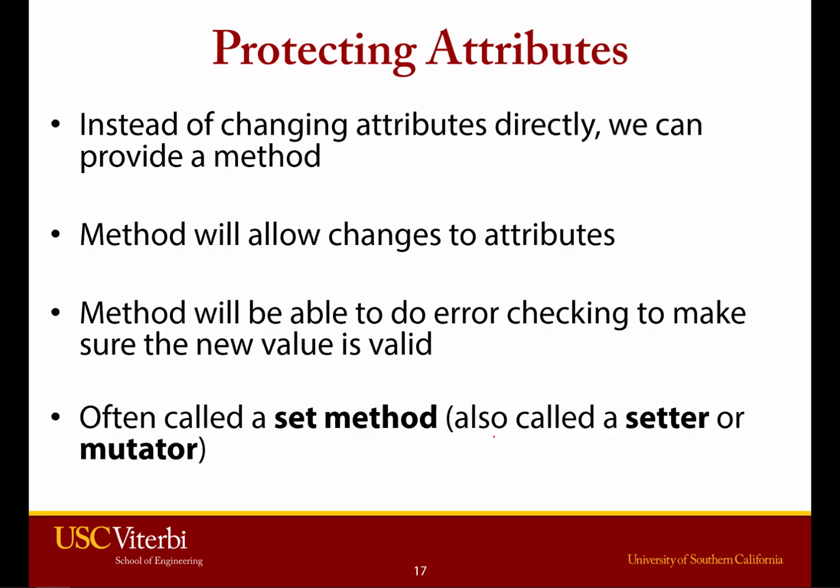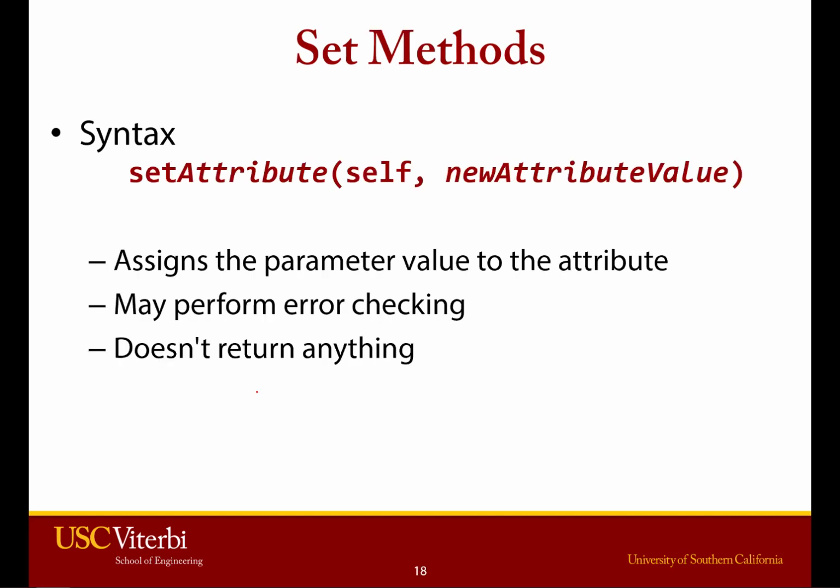This is something we call a set method, or a setter. The set method is pretty straightforward. It's often going to be set followed by whatever your attribute is, name, age, whatever. It generally takes only one parameter, which is the new value you want to assign to the attribute. So setAge is going to take one parameter, age. And it typically does not return anything.